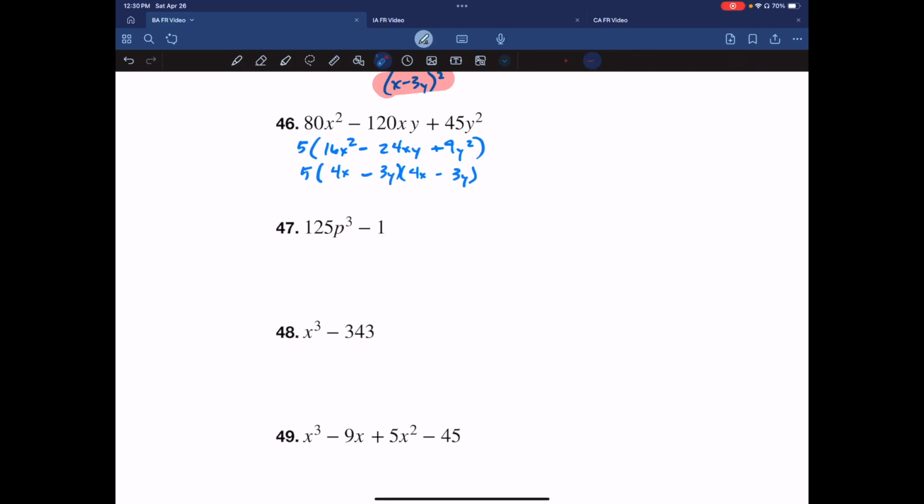Again, this looks good. Let me check it. The inside product is going to be negative 12xy. The outside product is going to give me negative 12xy together. That's negative 24xy. So not only does it look good, it is good. So it's going to be 5 times 4x minus 3y all squared.